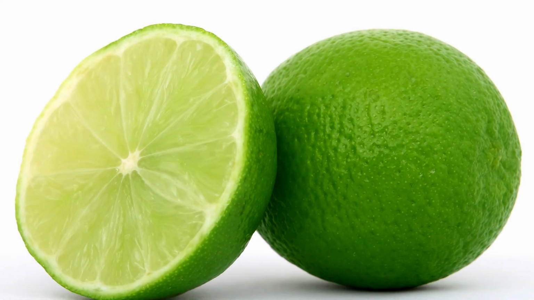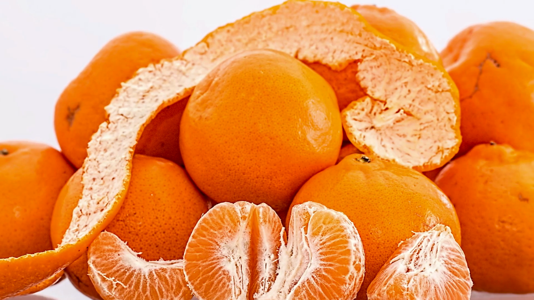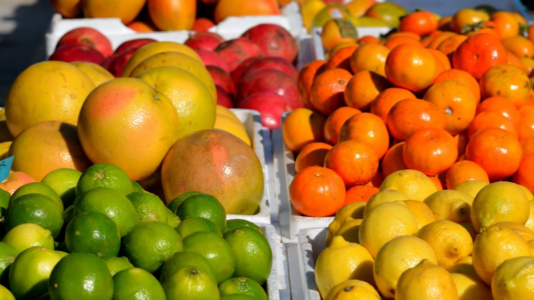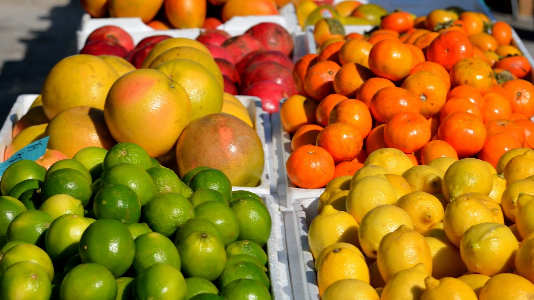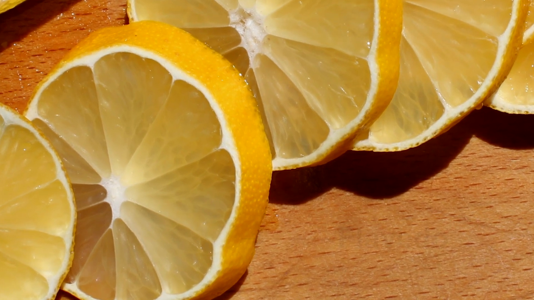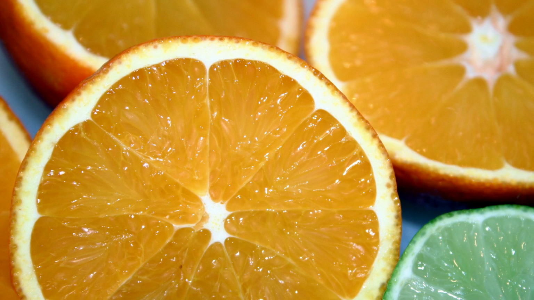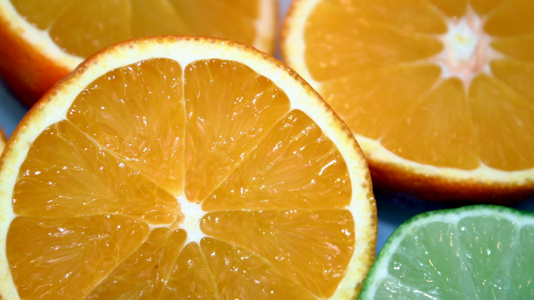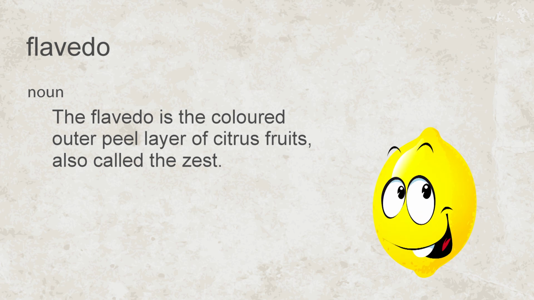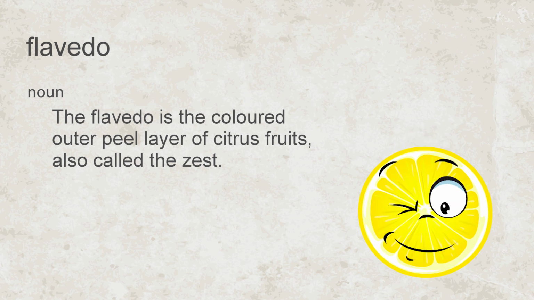Citrus fits into the category fleshy single fruit because the pericarp is fleshy and juicy when mature, and a subcategory called a berry because the pericarp is fleshy throughout. In citrus, the exocarp, also called the flavedo, is a few cells thick and has a waxy cuticle on the outer side. It contains pigments which give it the green or orange color and oil glands. The flavedo is the colored outer peel layer of citrus fruits, also called the zest.